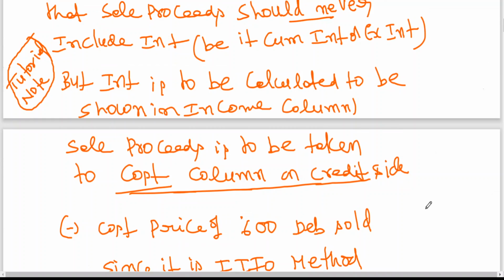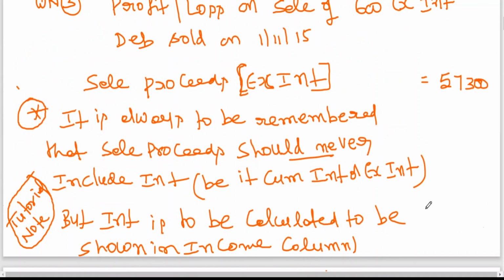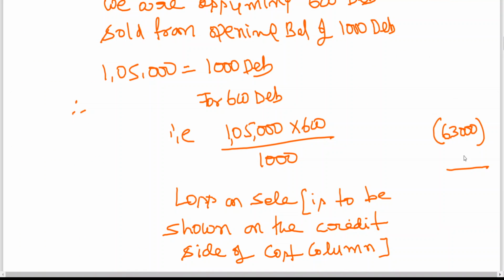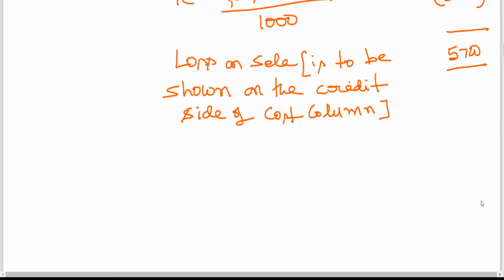63,000 minus 57,300. You are getting a loss of 5,700. Okay.